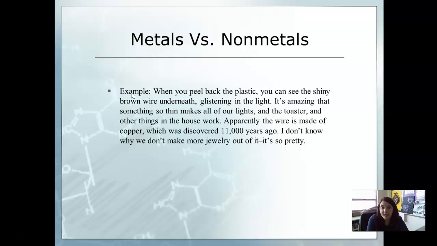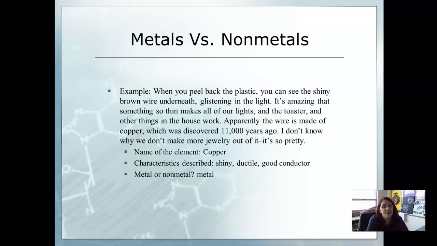Example: when you peel back the plastic, you see the shiny brown wire underneath, glistening in the light. It's amazing that something so thin makes all our lights, and the toaster, and other things in the house work. Apparently, the wire is made of copper, which was discovered 11,000 years ago. I don't know why we don't make more jewelry out of it. It's so pretty. So the name of the element is copper, and the characteristics that show it are shiny, ductile, and a good conductor. So, is that a metal or a non-metal? It's a metal.